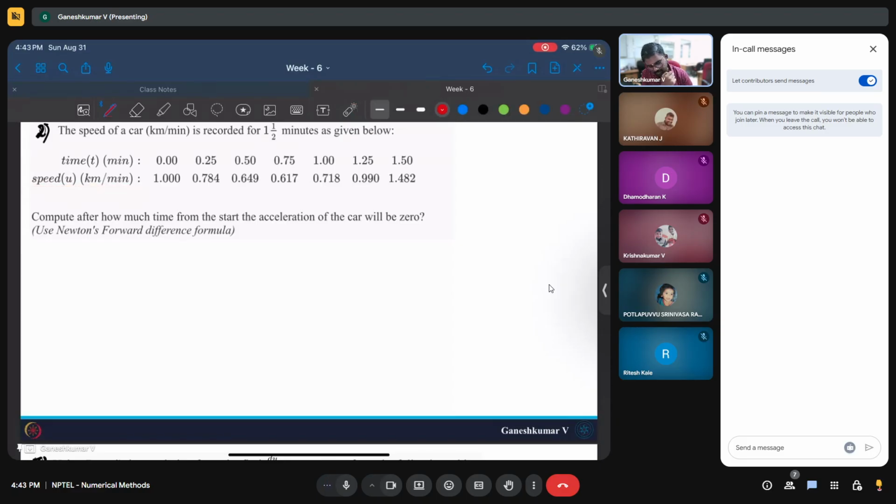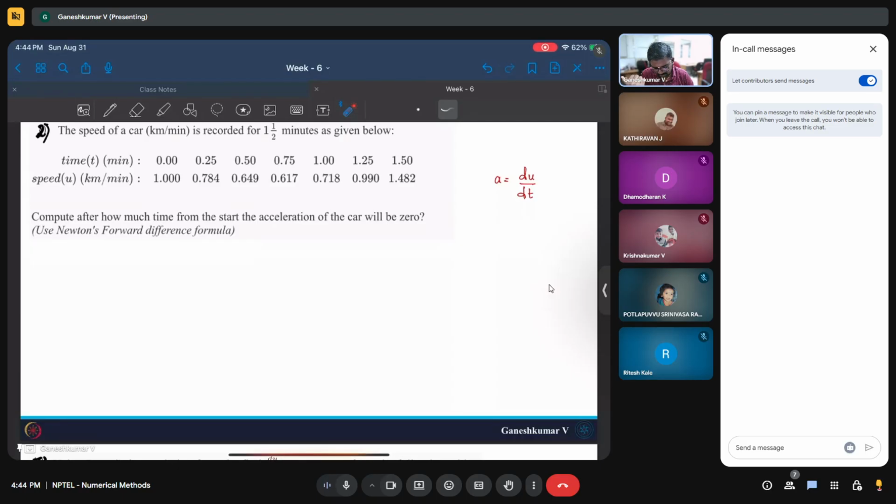Acceleration a is du by dt, right? So the rate of change of velocity is the acceleration. By looking at this table, you can find something from here. You can see the speed keeps on increasing. If speed increases, acceleration is positive. If the speed decreases, it's deceleration, so acceleration will be negative. That we all know.